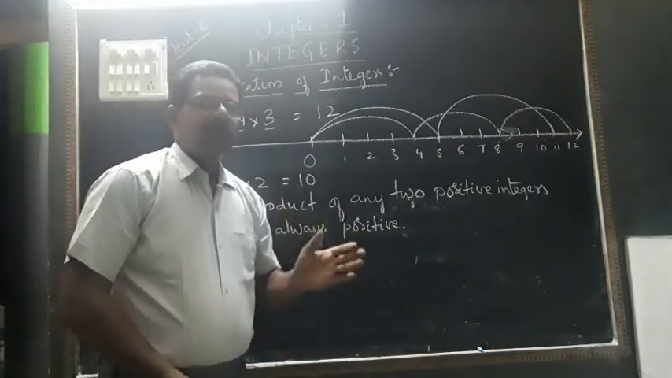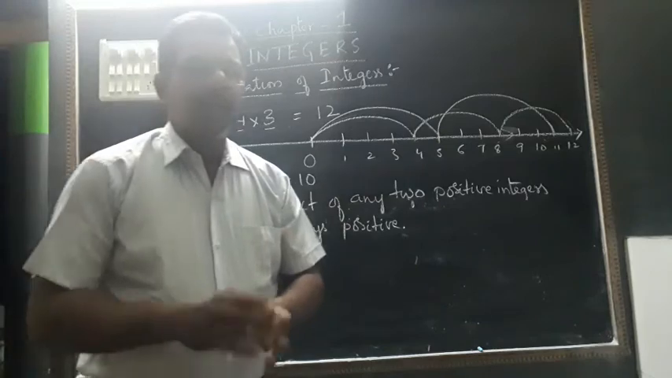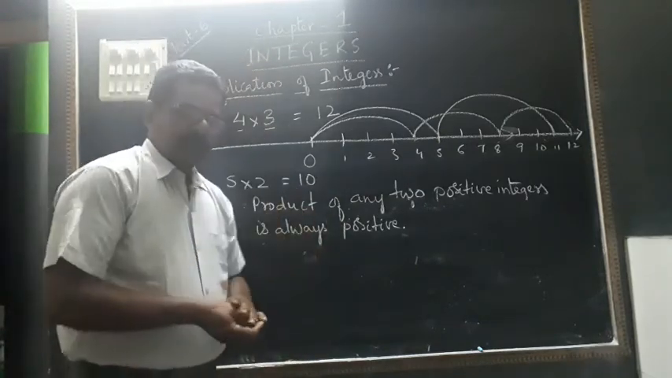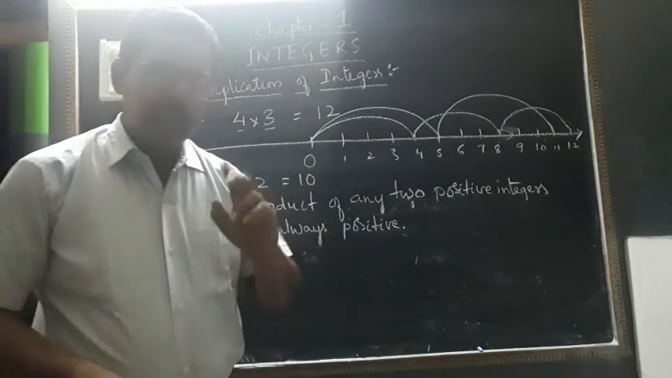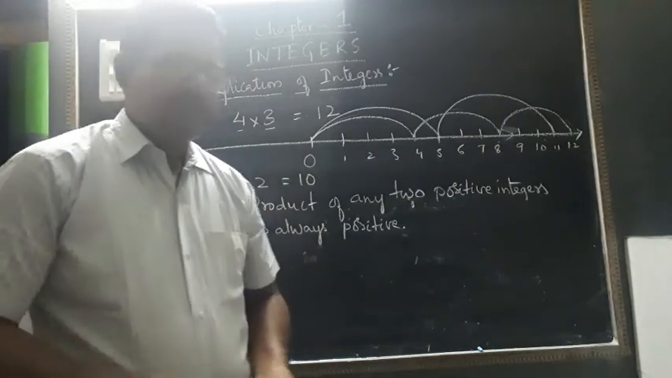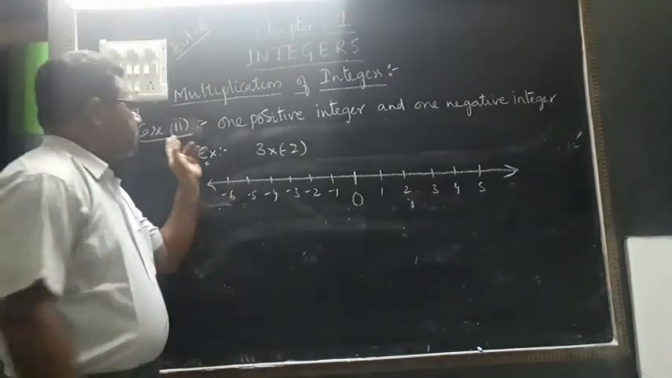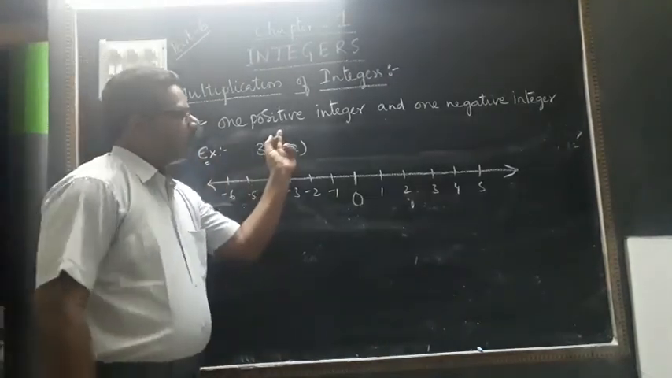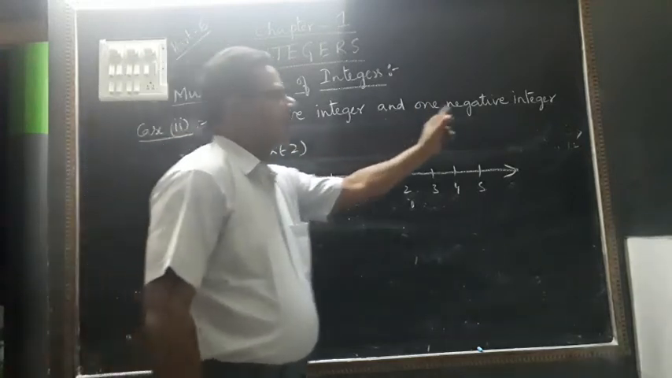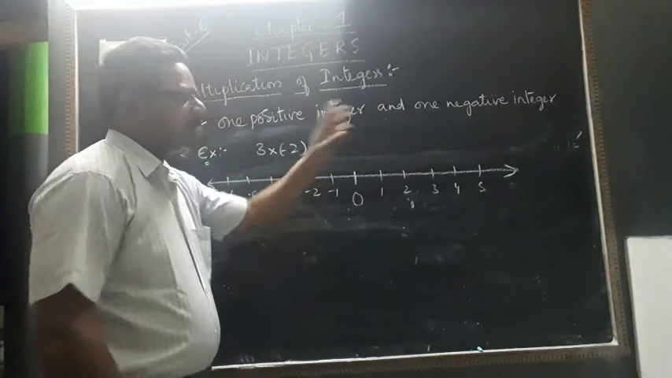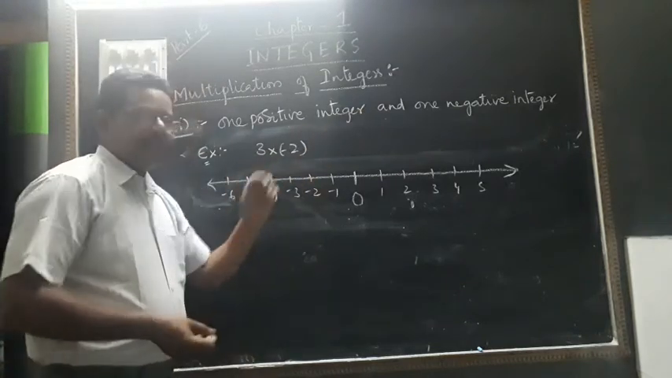Suppose one positive integer I have taken and another one is a negative integer. Then what will happen? Like that, if I take both negative integers, what will happen? That we shall see. Okay. So now in case 2, I have taken the product of one positive integer and one negative integer. One integer is positive and another one is negative.